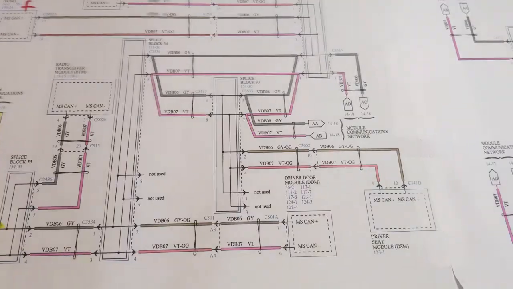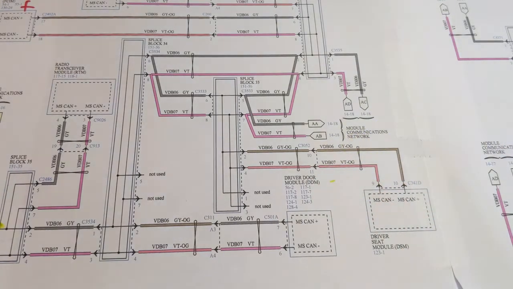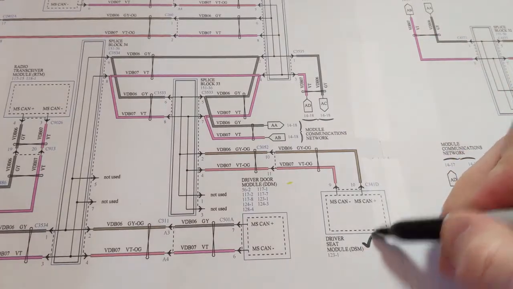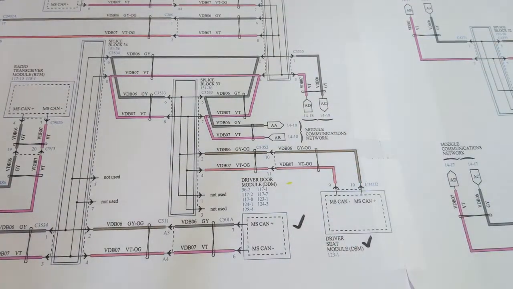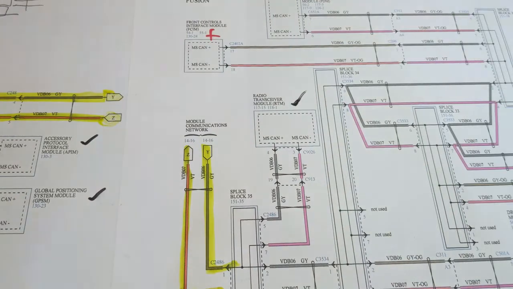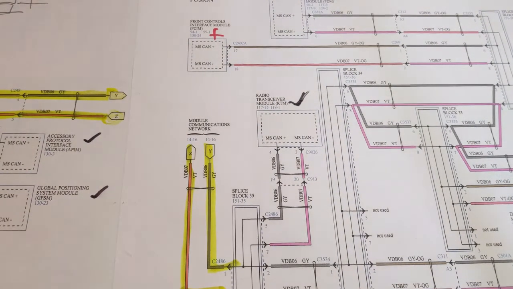We can see we have an RTM. We've still got our driver's door module. And remember, everything on our driver's door worked. This was okay. Everything on the DDM was fine. Everything on the DSM was fine as well. So that's okay. That's okay. And our RTM was okay as well. I didn't have a problem with the radio transceiver. So you keep going, keep rolling through.